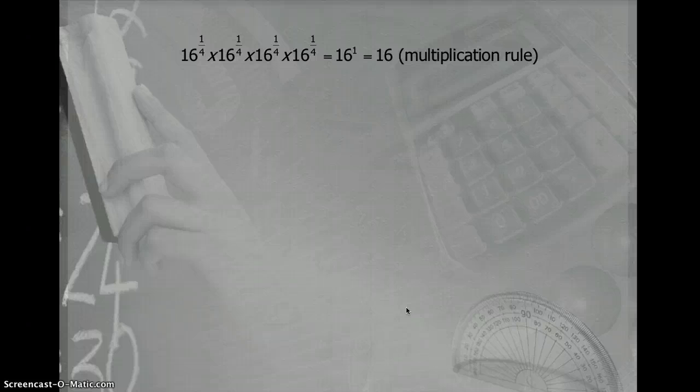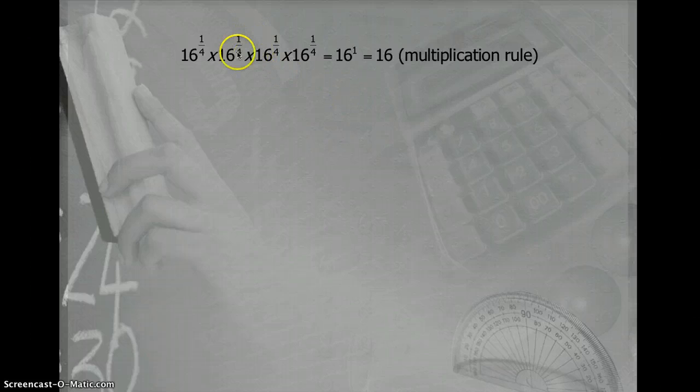The last example to understand this concept, as we are going to make a general rule for this: if we have 16 raised to 1/4 times 16 raised to 1/4 times 16 raised to 1/4 times 16 raised to 1/4, if we add all the indices or exponents, 1/4 plus 1/4 plus 1/4 plus 1/4, you will have 1, or 4 out of 4. So you will have 16.